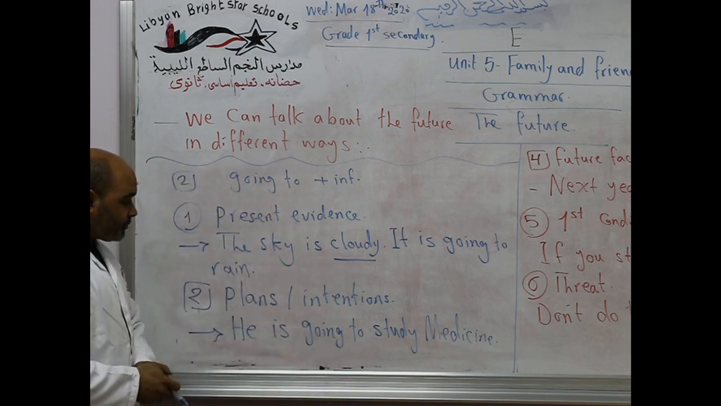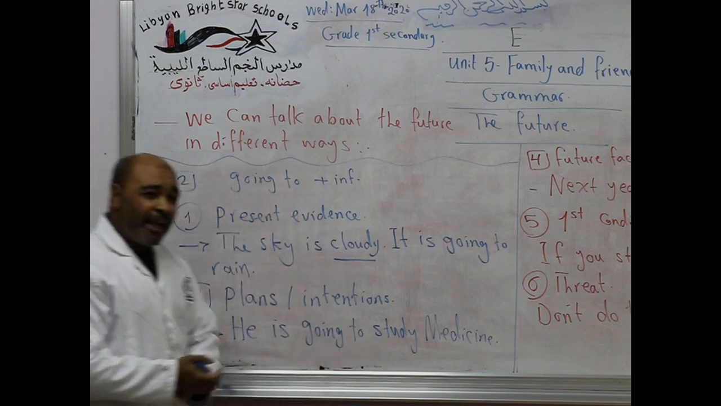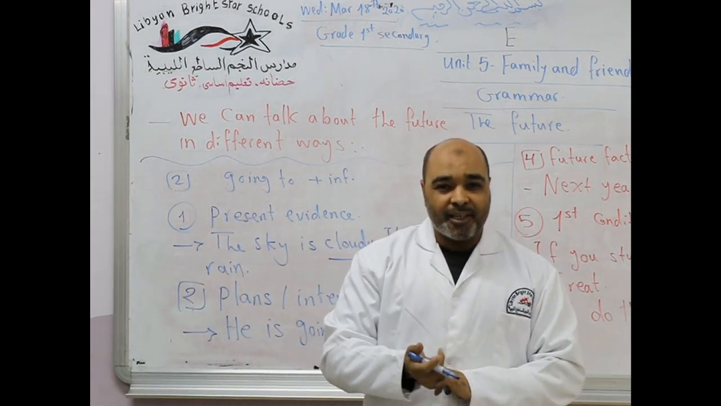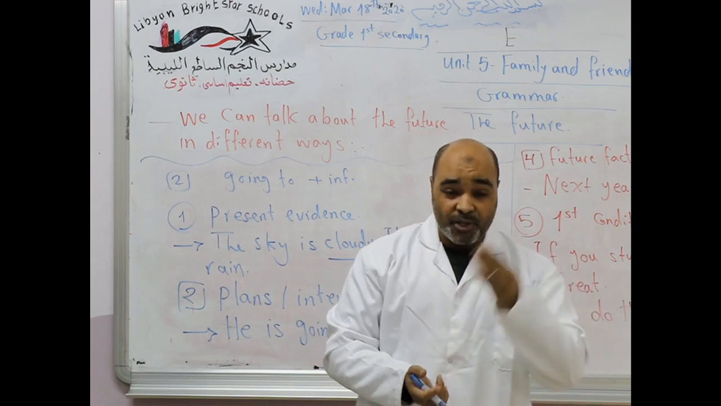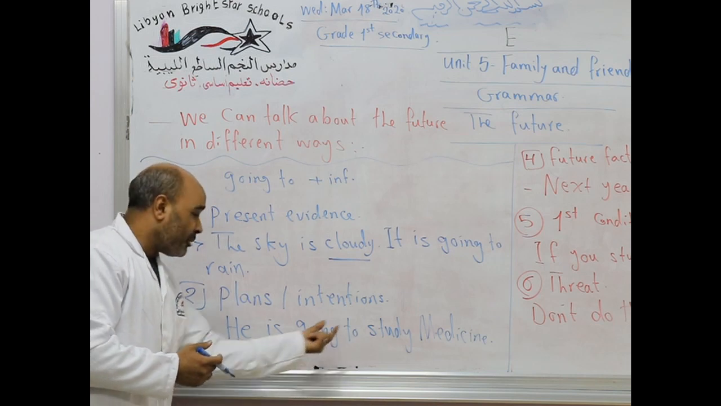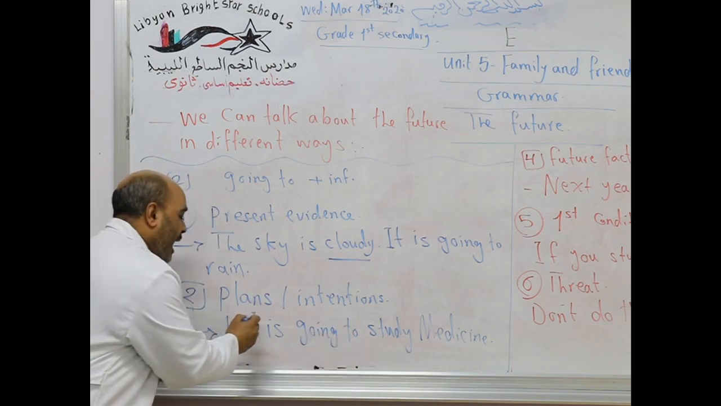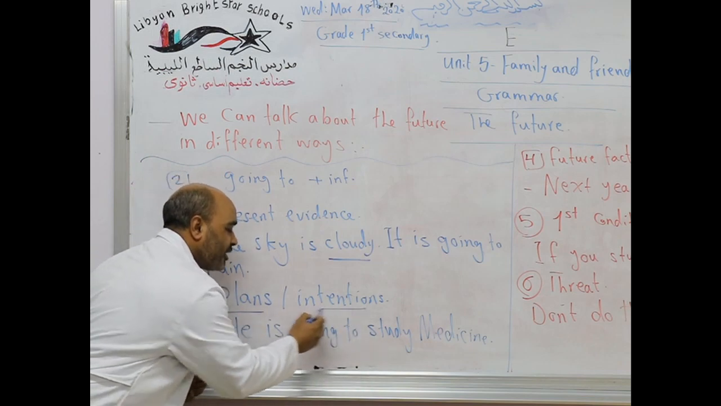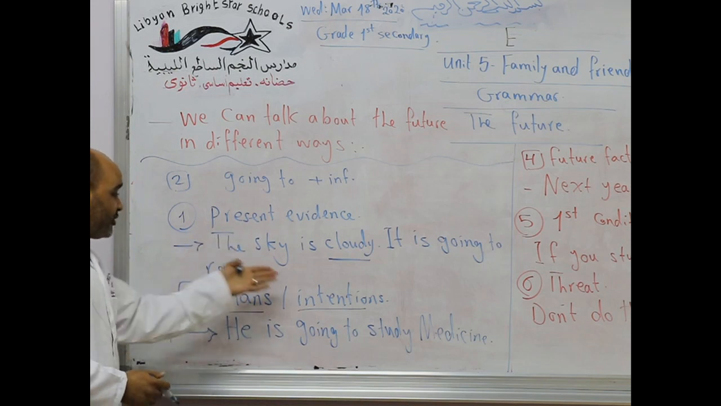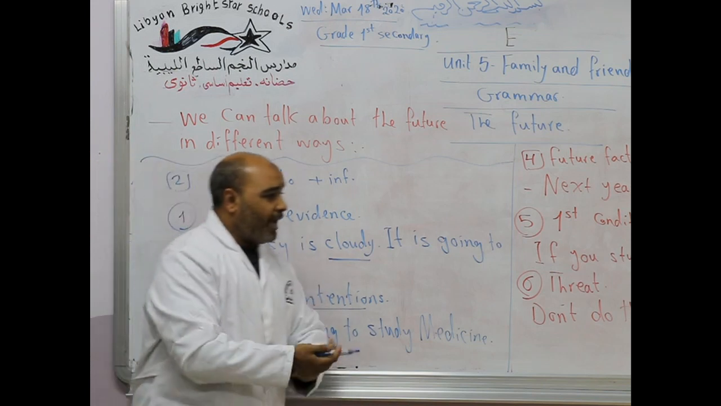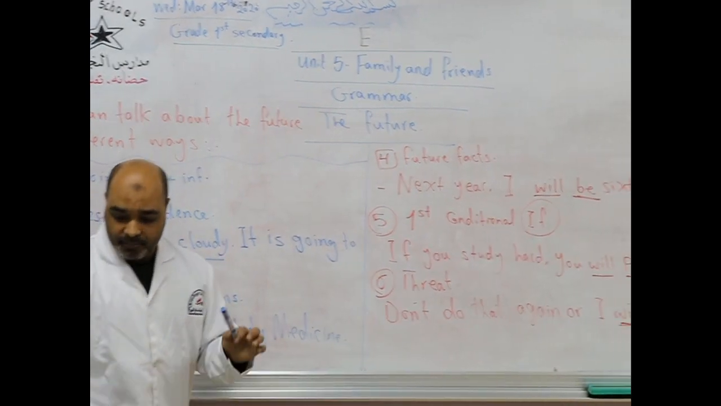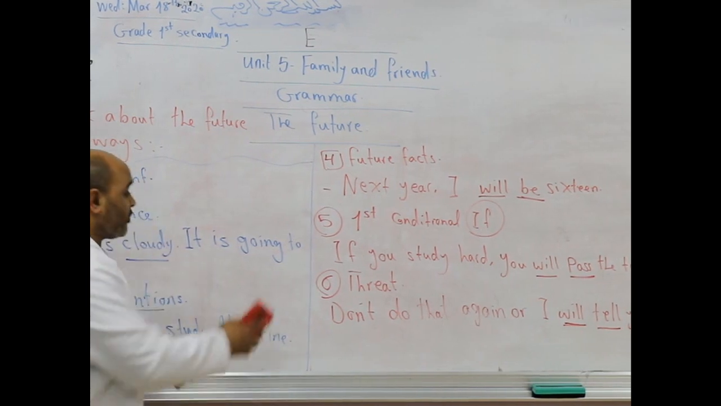Where's the plan here? When I ask you, what is your plan for the future? What is your intention for the future? You said, I'm going to be a doctor, so I can say he is going to study medicine. Studying medicine here means that you have a plan or an intention about that. When I ask you about using plans, intentions, present evidence, and will with its uses, how can we use it for rewrite questions? Okay? Please be with me.